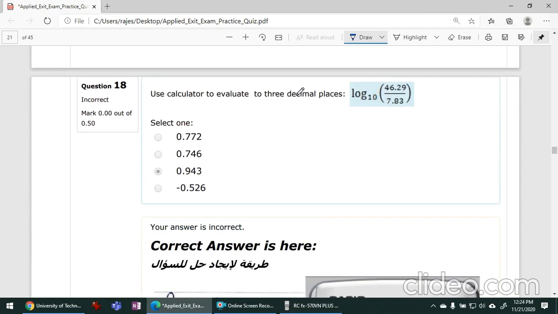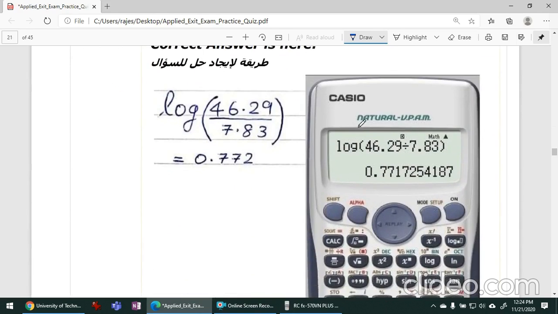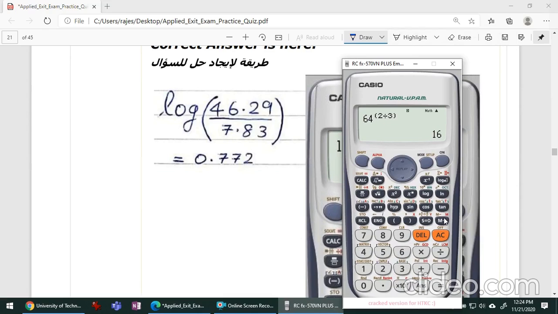Use calculator to evaluate to 3 decimal places: log (46.29 divided by 7.83). Look here. So here we will take the calculator. So log, here for this log you have to use bracket, 46.29 divided by 7.83, close bracket, 0.7717. So you can correct this 1 to 2 because this number is more than 5. So I can write 0.772.